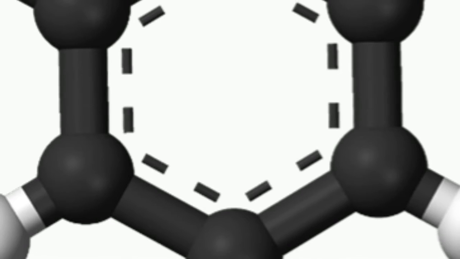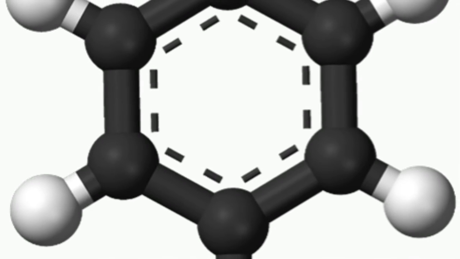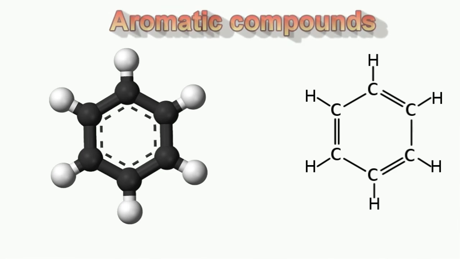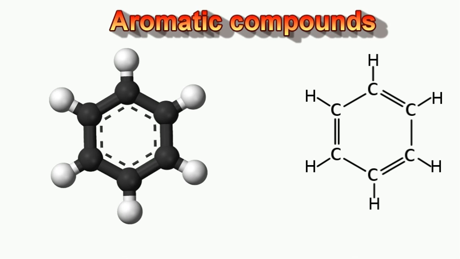Now in some compounds carbon forms a ring-like closed structure instead of an open chain. They are called aromatic compounds. A carbon compound which has a linear carbon chain is called an aliphatic compound. So linear carbon chain means aliphatic and ring-like closed carbon chain means aromatic.